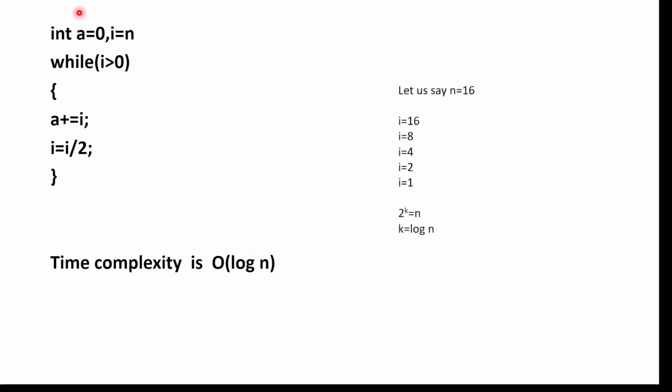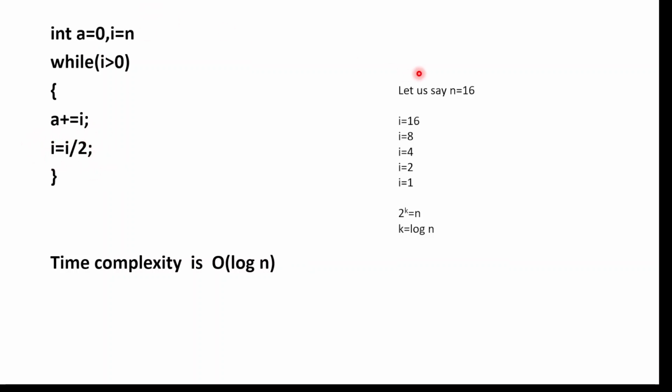Now the second example is int a equal to 0, i equal to n. Again, this statement alone will take constant time because it is executed only once. And we have a while statement here: while i is greater than 0, a plus equal to i and i is equal to i by 2. So the condition is based on i and the value of i is getting divided by 2.